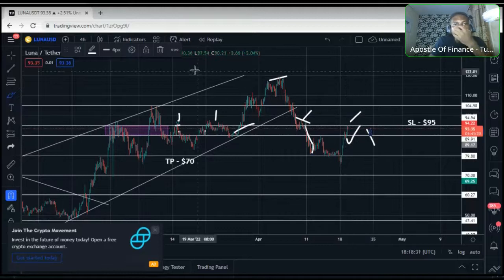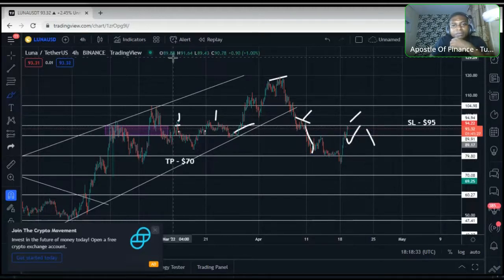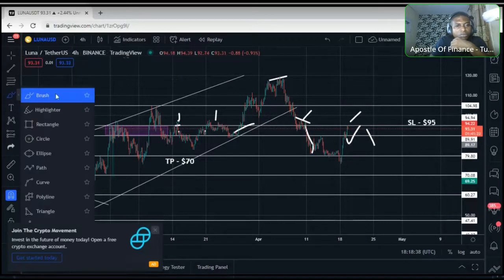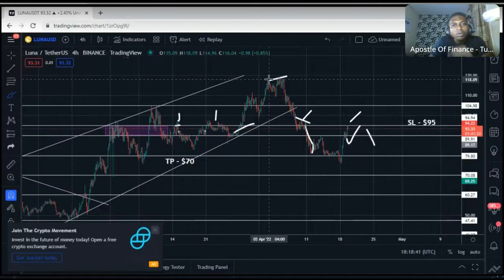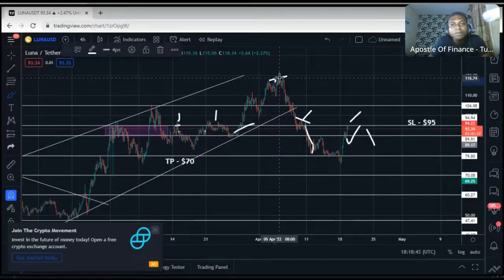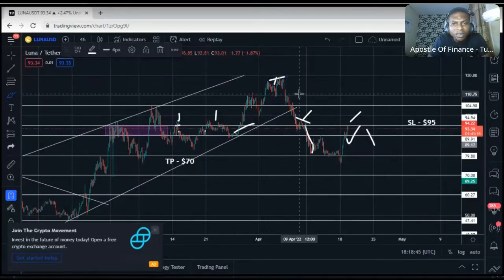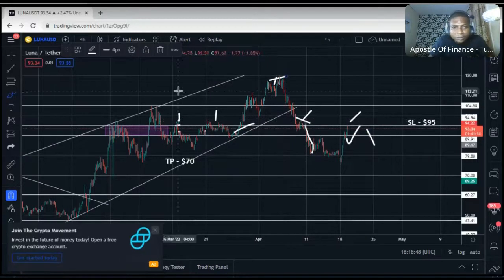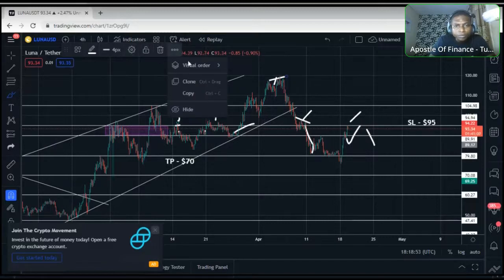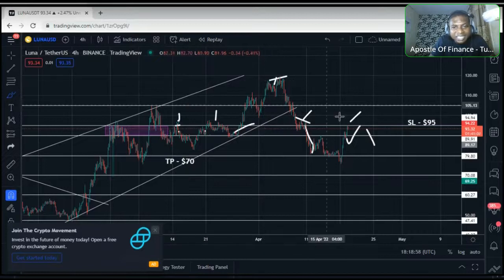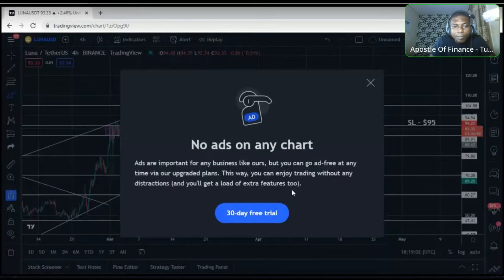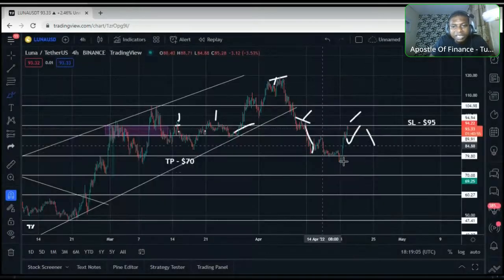Now let's look out for what is happening currently. Sorry, I want to erase this stuff. Now, what do you think price will do at this level here? There is a higher possibility that price will reject a bit. Now let's do something. Let's zoom in.